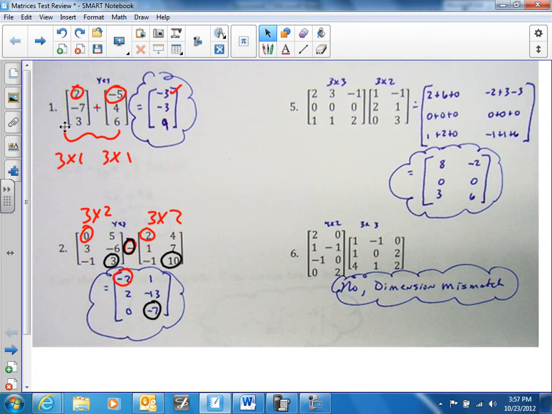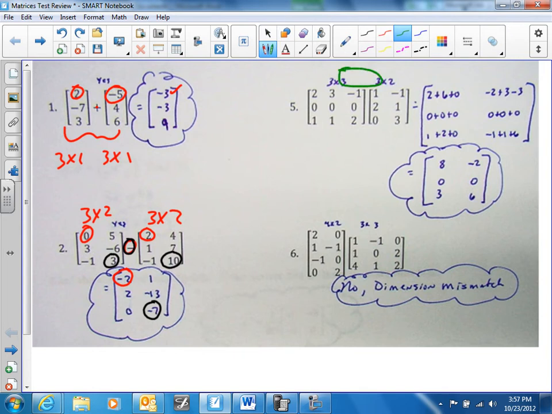Number 5. On number 5, this is a 3 by 3. This is a 3 by 2. So it's multiplying. So that checks out. You can multiply it. The result is going to be a 3 by 2. All right? So 3 by 2.